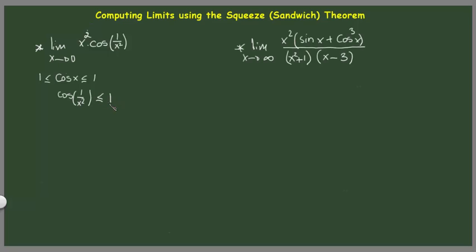The cosine is less than or equal to 1, and greater than or equal to minus 1, sorry. Okay, so now we can multiply x to the power 2 on it, and that's going to give us minus x to the power 2 less than or equal to x to the power 2 times cosine of 1 over x to the power 2, less than or equal to x squared.